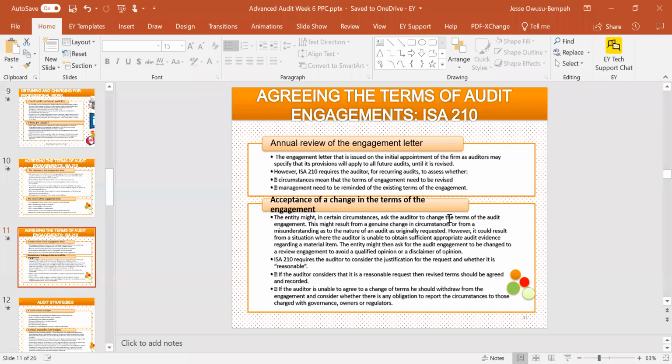If the auditor is unable to agree to a change of terms, he should withdraw from the engagement and consider whether there's any obligation to report the circumstances to those charged with governance. In situations where the auditor is unable to agree to a change of terms, it's clearly stated here under ISA 210 that they can withdraw from the engagement and consider whether there's any obligation to report such circumstances to those charged with governance. Are there any questions on this, please? This is agreeing the terms of the audit engagement.